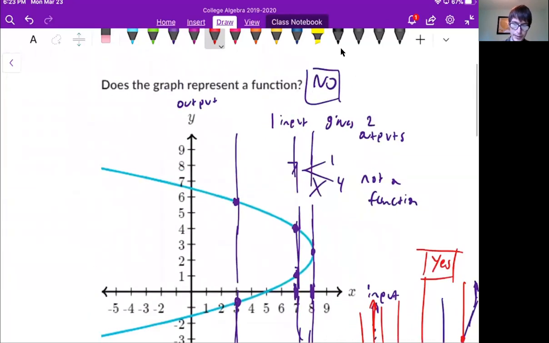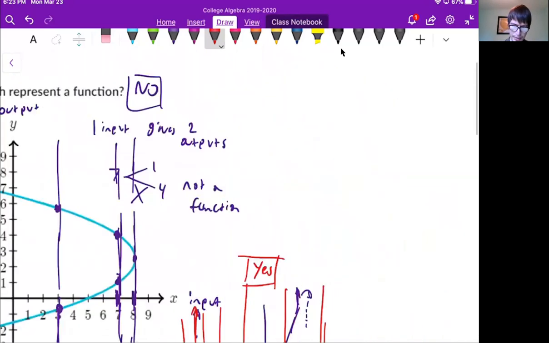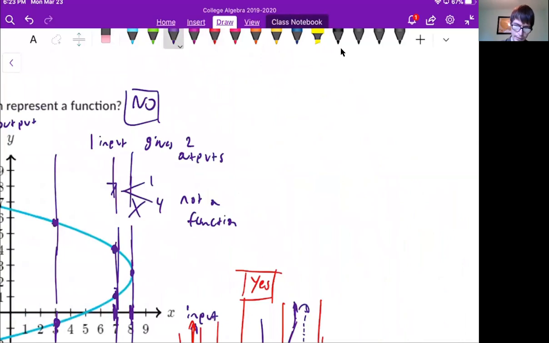Now this example over here, the big problem from Khan Academy, that's still no. We draw a vertical line and it hits 2 points and we're done, we're out. Okay, so that's kind of how a vertical line test works. Maybe one more example, just to show you one more way a vertical line might work.